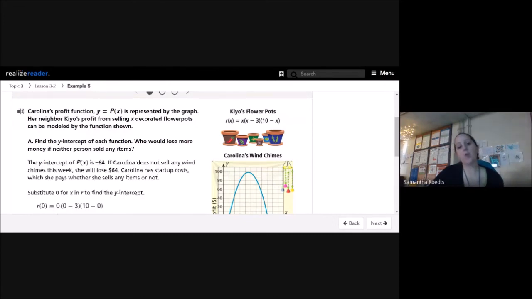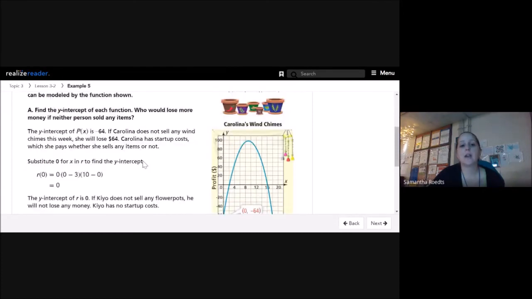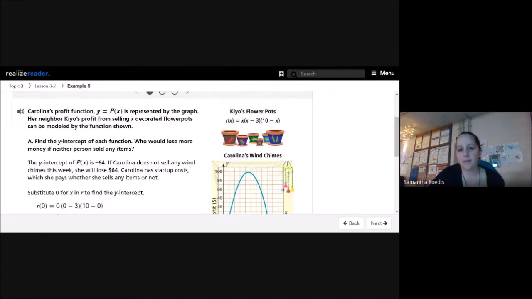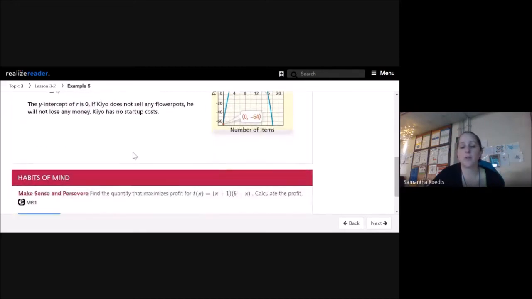So the y-intercept of P(x), so Carolina's, is negative 64. If Carolina does not sell any wind chimes this week, she will lose $64. Carolina has startup costs, which she pays whether she sells any items or not. I can substitute 0 for x in R to find the y-intercept. If I substitute that in, I get 0. The y-intercept of R is 0. If Kio does not sell any flower pots, he does not lose any money. So Kio has no startup costs.